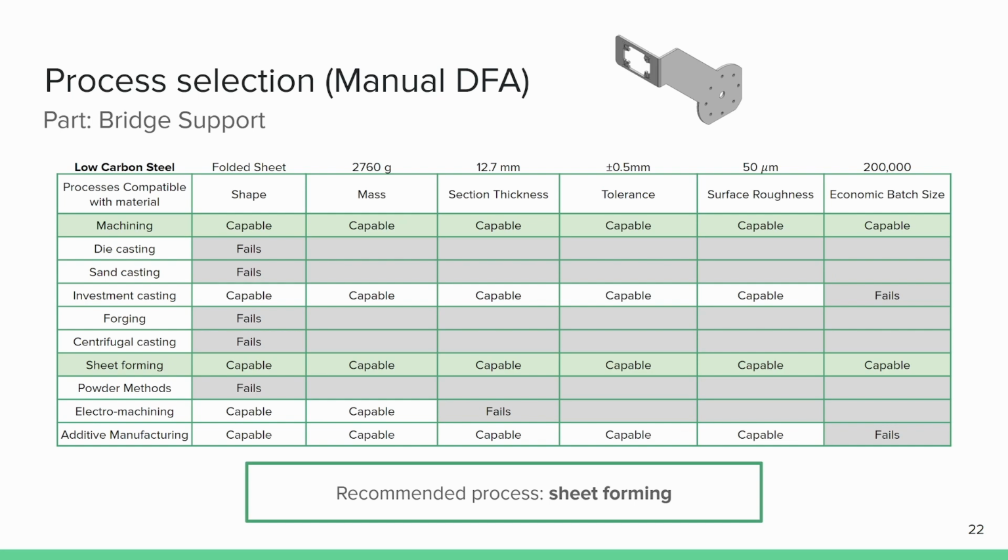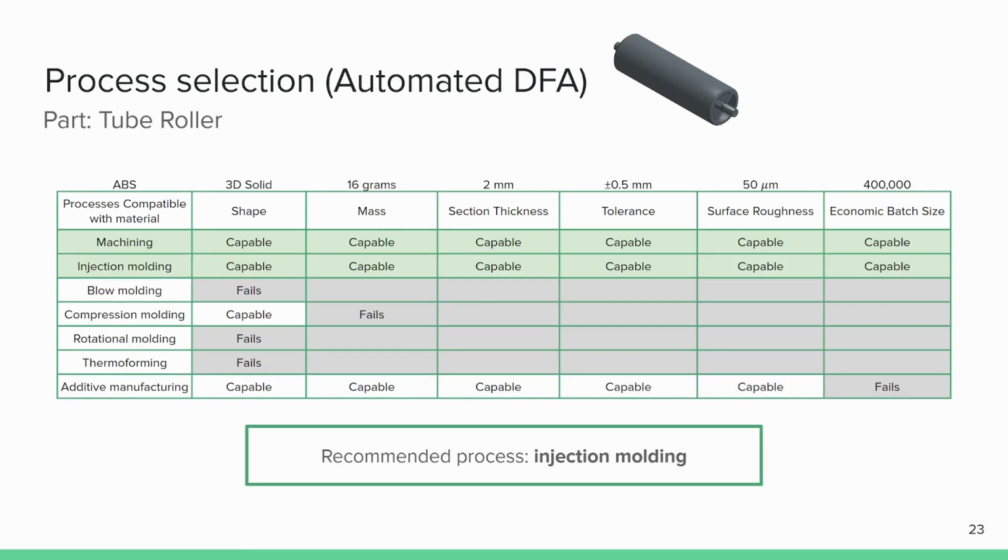As well as that, there were two possible processes that would work for this bridge support, which would be machining and sheet forming. However, after an overall analysis, machining would be way too expensive, so sheet forming would be the better choice. For the tube roller, basically, this part also had the possibility to be either machined or injection molded. However, machining again has a very high cost, so therefore we are sticking to injection molding.